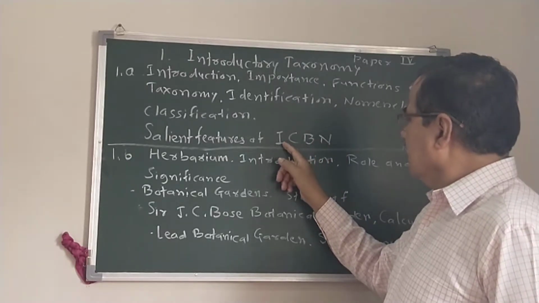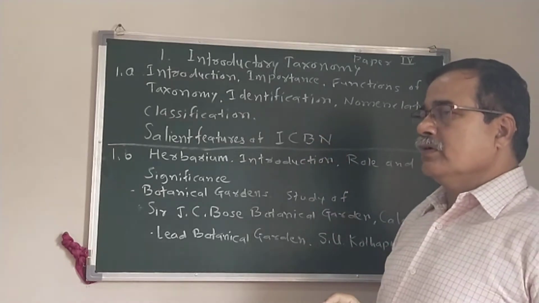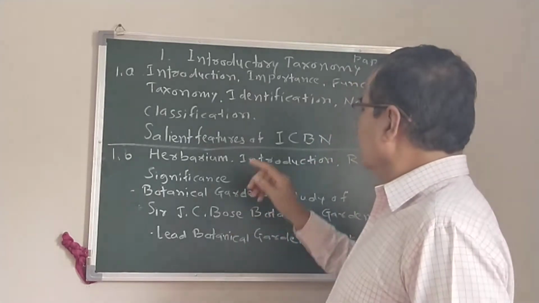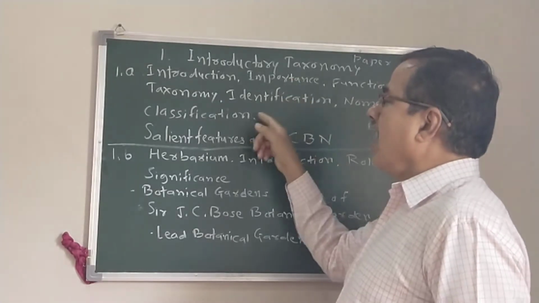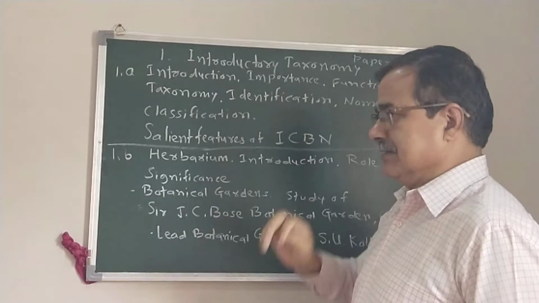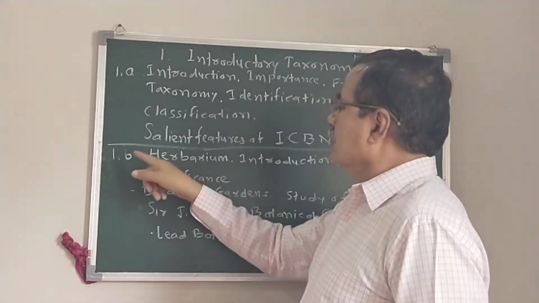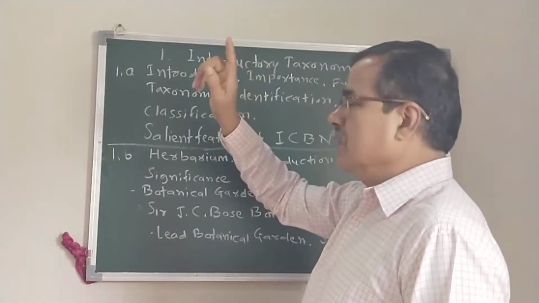The International Congress of Botany, in the United States, gave the rules and regulations on how plants are named and classified. This is the first unit. From this, we are going to see the second unit.